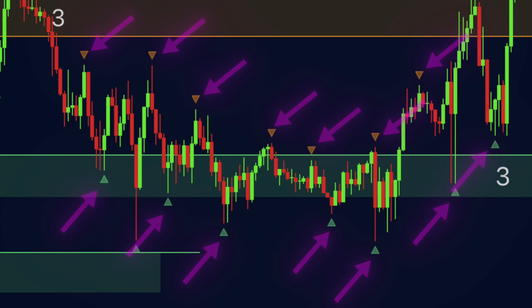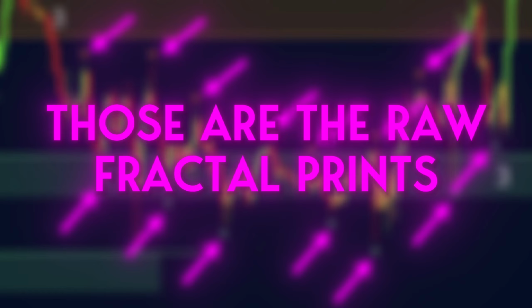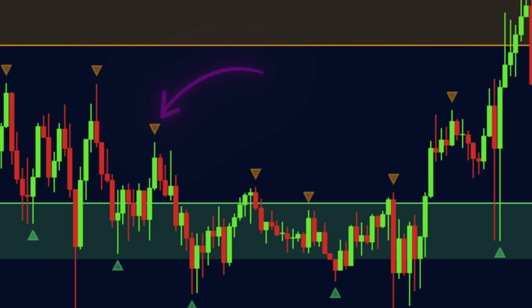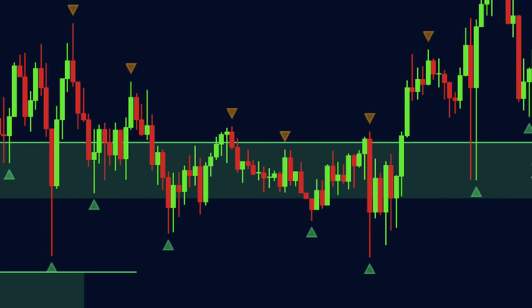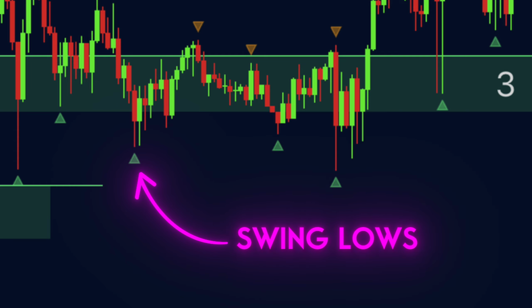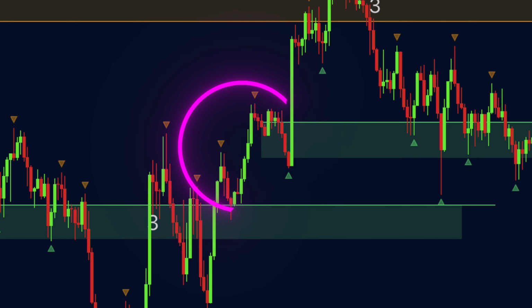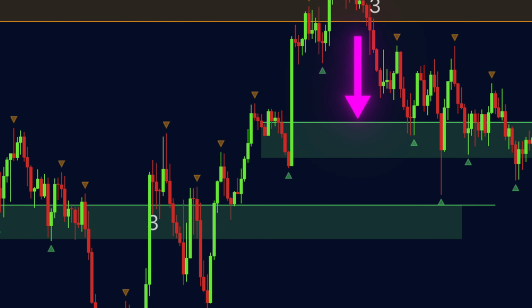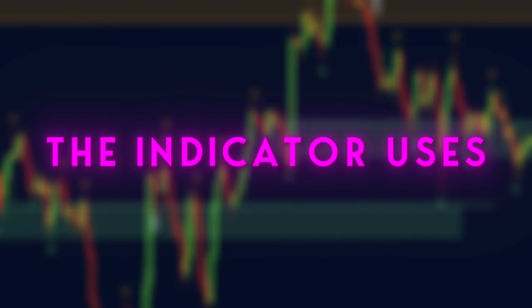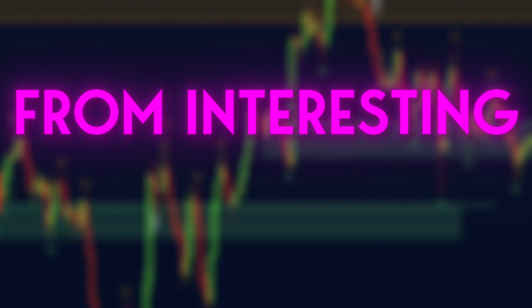And those tiny triangle markers you see along price? Those are the raw fractal prints. Inverted orange triangles above bars mark swing highs, while upright green triangles below bars mark swing lows. Watch how clusters of those triangles stack up at similar prices just before a zone appears. That's the breadcrumb trail the indicator uses to promote an area from interesting to validated.